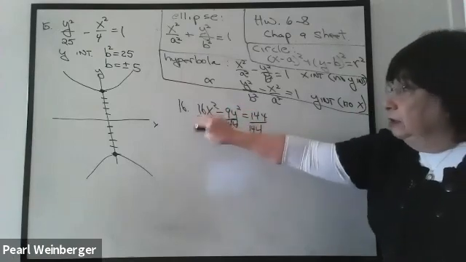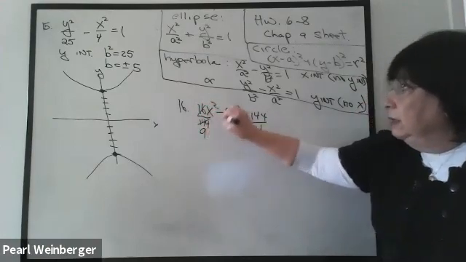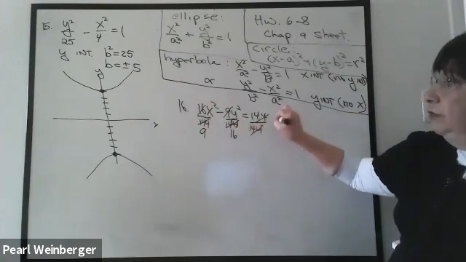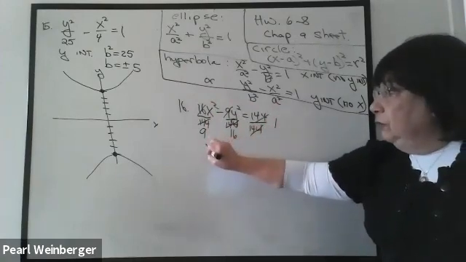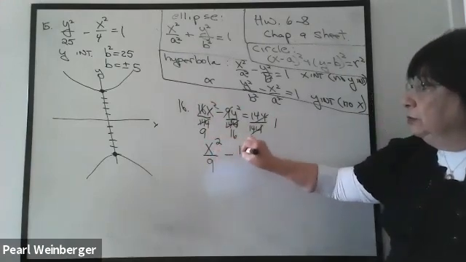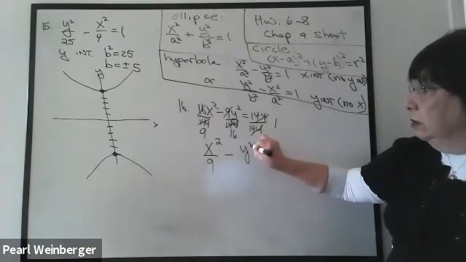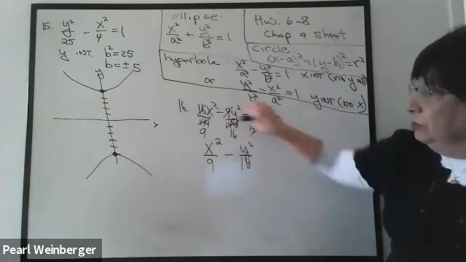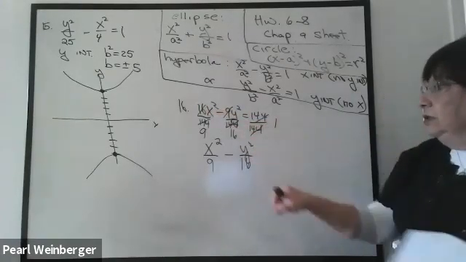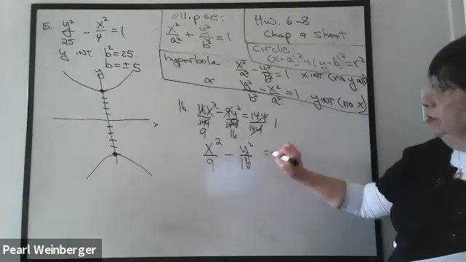Okay, and simplify this. So 16 goes into 144 and gives me 9. 9 goes into 144 and gives me 16. And 144 into 144 gives me 1. So in standard format, we get x squared over 9 minus y squared over 16. You see how the numbers sort of switch? What was on top for the x squared becomes the denominator for the y squared. I'd say that happens 99% of the time. And of course, that equals 1.